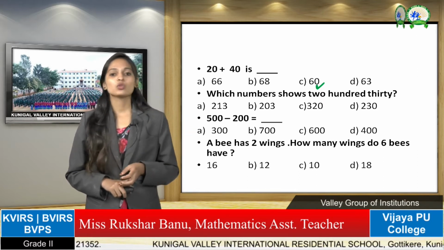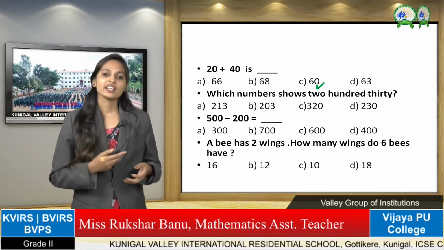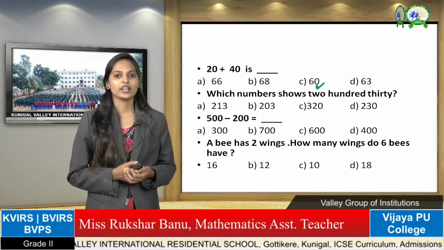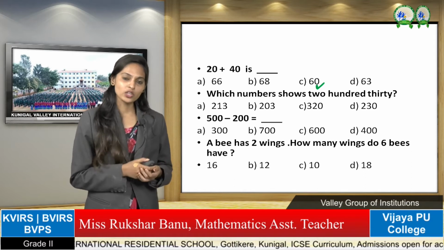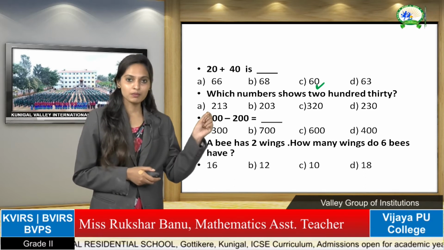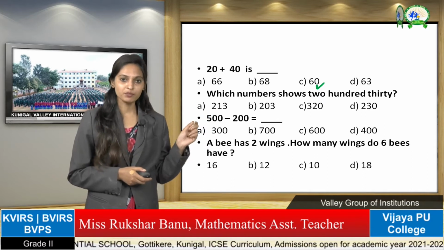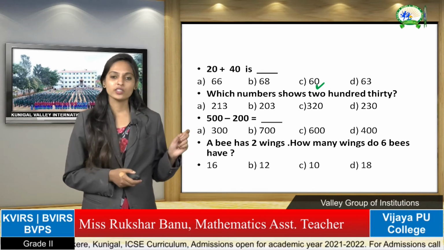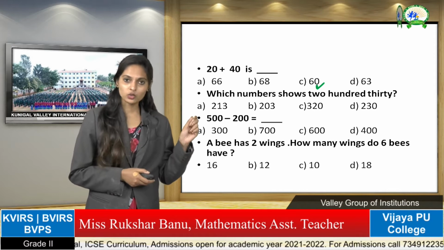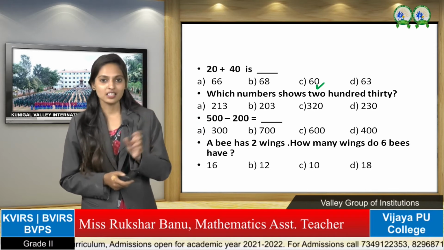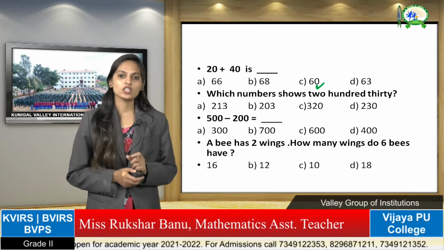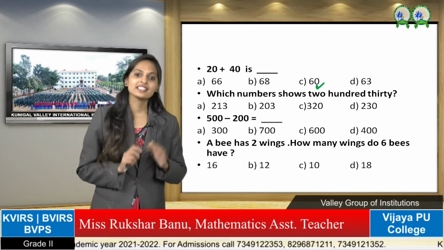So what you have to do is, in the exam paper or exam book, you have to write the question number and the option name, either A, B, C or D. Which one is correct, that option you have to write, and the option answer also. Like this, if C 60 is correct, you have to write C option and 60.